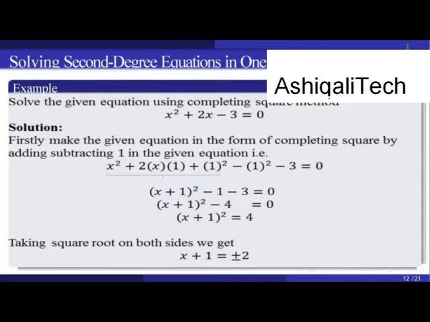So overall there is no effect on this equation, and we get the first three terms as a complete square, which is given by (x + 1)². Then we have −1 and −3 equal to 0. So we get (x + 1)² − 4 = 0. So we get (x + 1)² = 4, and taking square root on both sides, we get x + 1 = ±2.